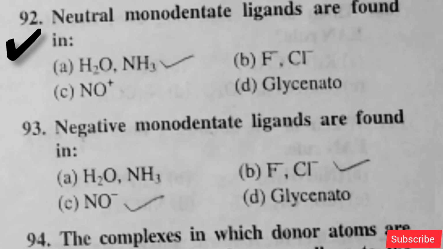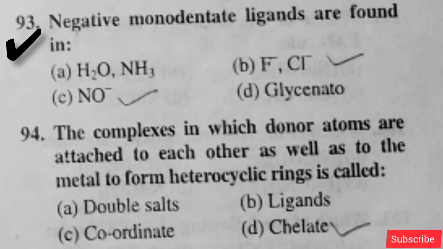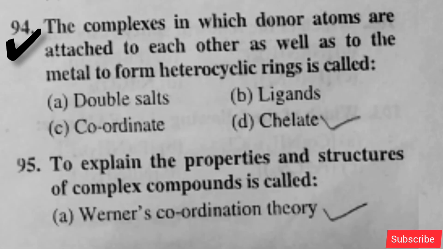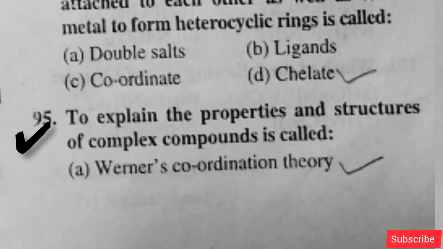Neutral monodentate ligands are found in, option A is right. Negative monodentate ligands are found in, option C is right. The complexes in which donor atoms are attached to each other as well as to the metal to form heterocyclic rings is called, option D is right. To explain the properties and structure of complex compound is called, option A is right.